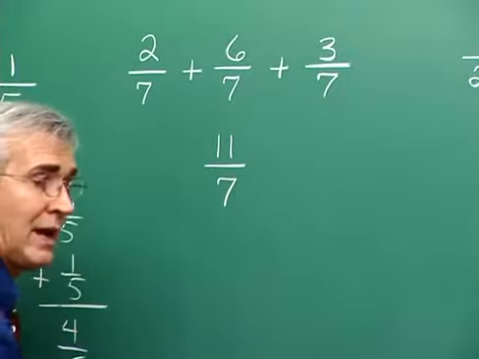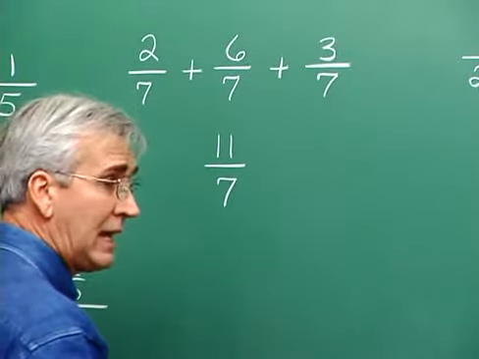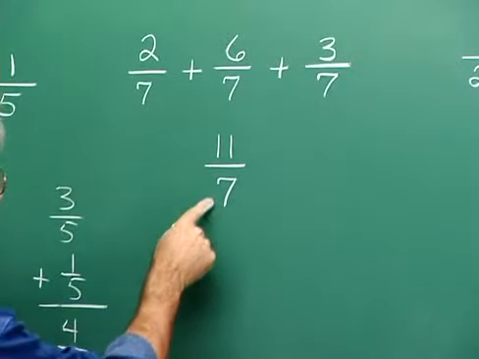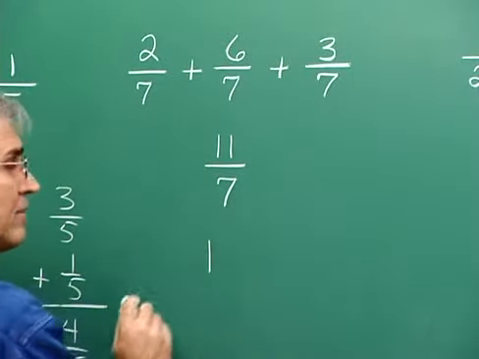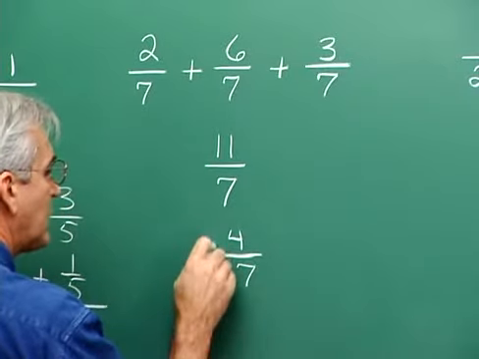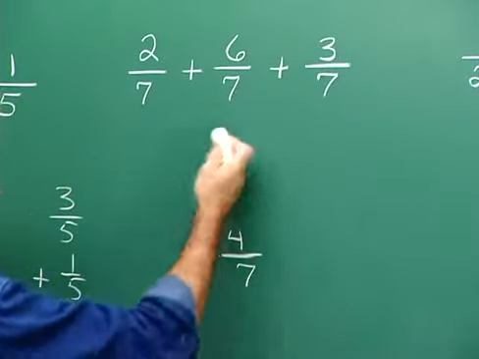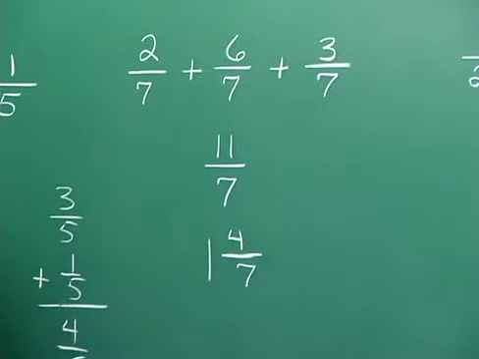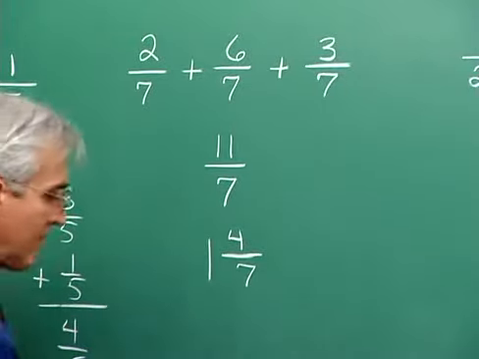And now we see that we have an improper fraction, so we change it to a mixed number. We say 7 goes into 11 one time with a remainder of 4, so this is 1 4/7. Now, if this division is any more difficult than this, we might want to come out to the side and actually show it as a long division problem.